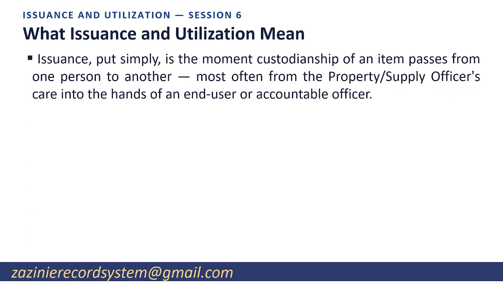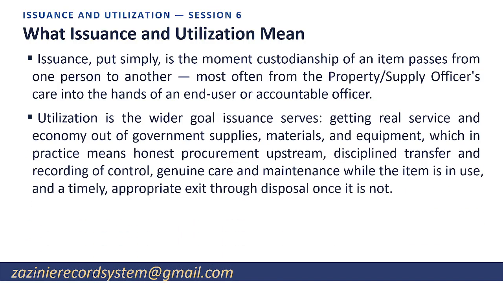Issuance, put simply, is the moment custodianship of an item passes from one person to another, most often from the property or supply officer's care into the hands of an end user or accountable officer. Utilization is the wider goal issuance serves, getting real service and economy out of government supplies, materials, and equipment, which in practice means honest procurement upstream, disciplined transfer and recording of control, genuine care and maintenance while the item is in use, and the timely, appropriate exit through disposal once it is not.